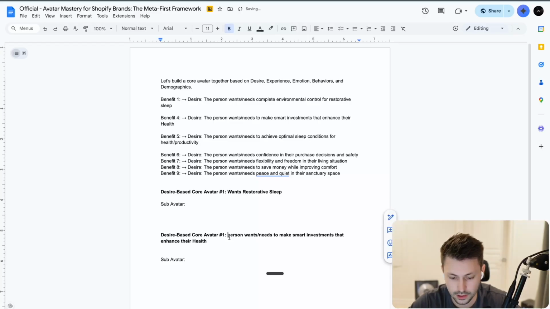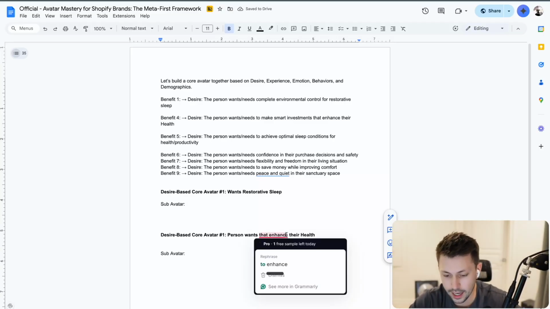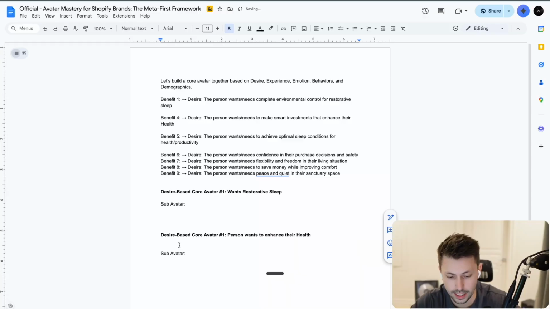This is a little bit broader, right? So just kind of use your head a little bit. So person wants, I don't really know about making smart investments. That's kind of a behavior, right? So what is a behavior? Someone that does a certain type of thing. So this would be like person wants to enhance their health.